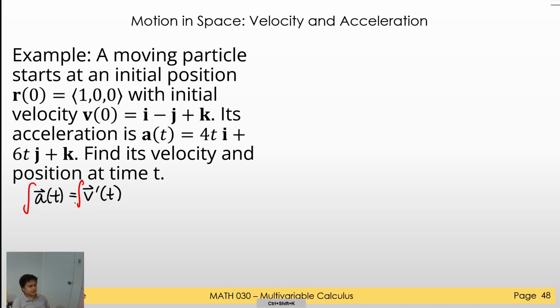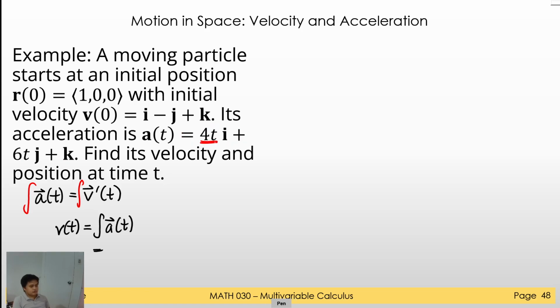Not really exactly. Okay, this is an indefinite integral, no? So we can cancel out this derivative, no? Therefore, the integral of this acceleration vector is equal to the velocity vector. So therefore, integrating this.